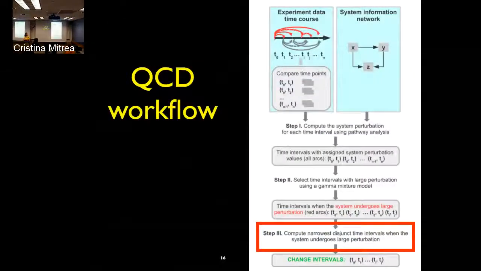So we run this method on multiple data sets. We run it on simulation data. We run it on real gene expression data. We wanted to see how it behaves. Usually when we develop a method, we want to evaluate it, and we want to compare it with other methods to see if it does better.